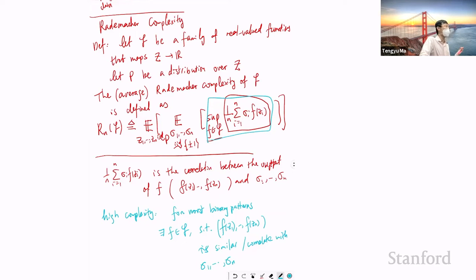So in some sense, this is saying how diverse the outputs you can have from this family of functions f. If this family of functions f can map your z1 up to zn to any possible patterns, then this Rademacher complexity will be the largest. So for example, suppose every binary pattern can be output by this family of functions f on z, then you get the maximal Rademacher complexity, intuitively. Any questions so far?